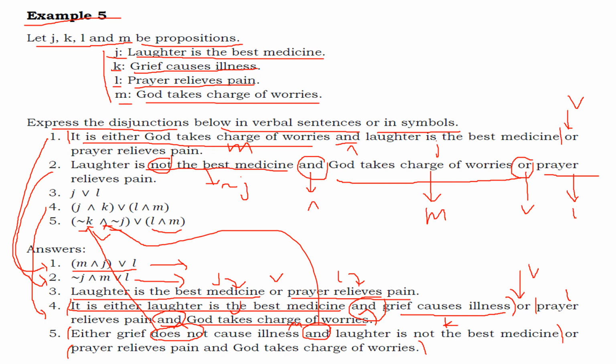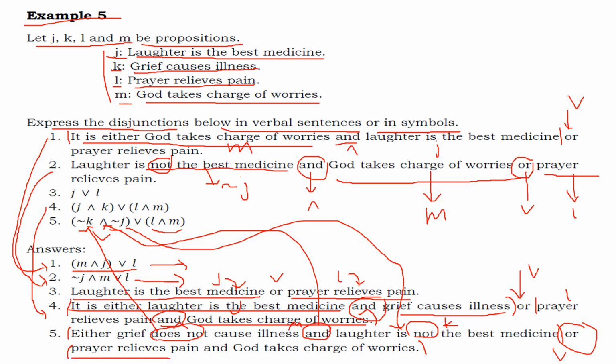Then "is not the best medicine." So we just simply oppose your J. That's why your J here will be this one. Or this will be your disjunction. And then for L and M, for propositions, there's no negation. We just simply copy the original propositions and apply in between them the N word for the conjunction.